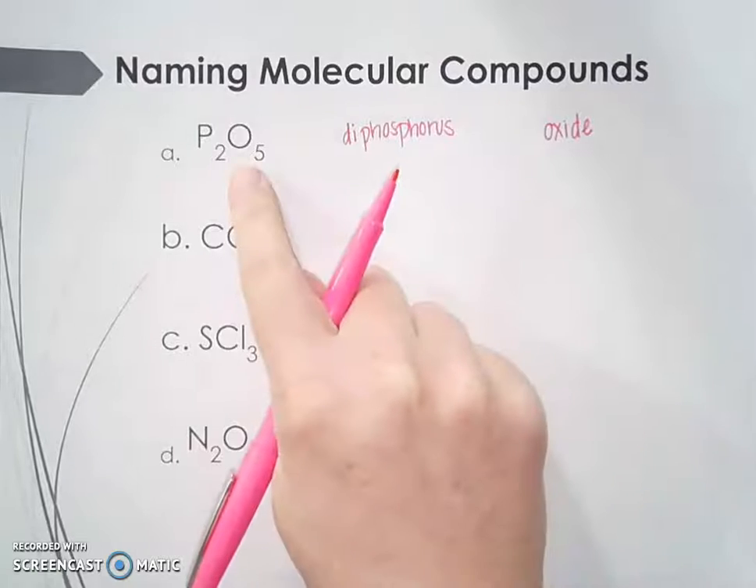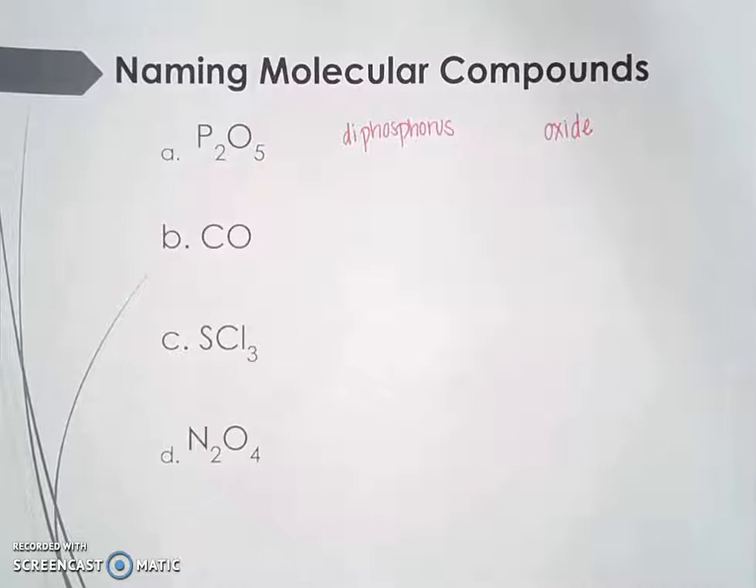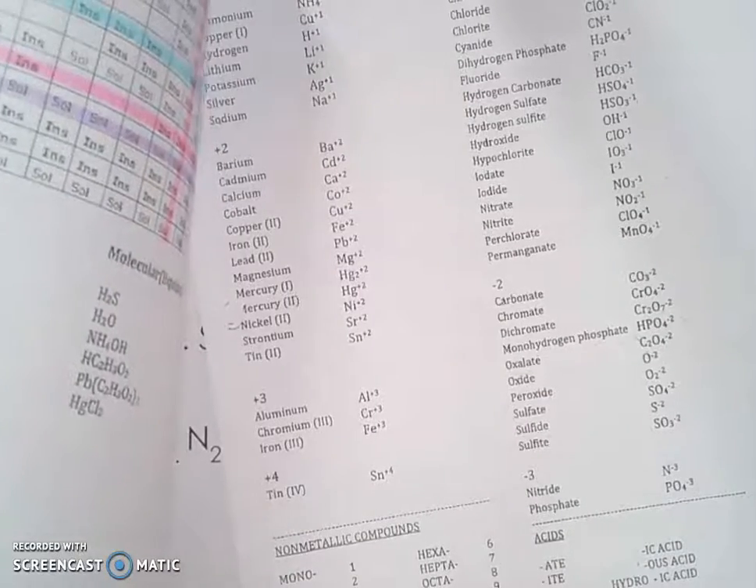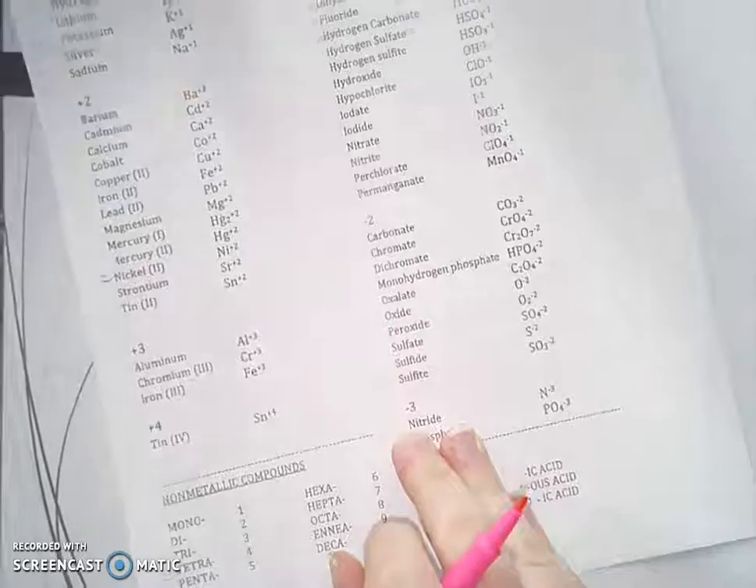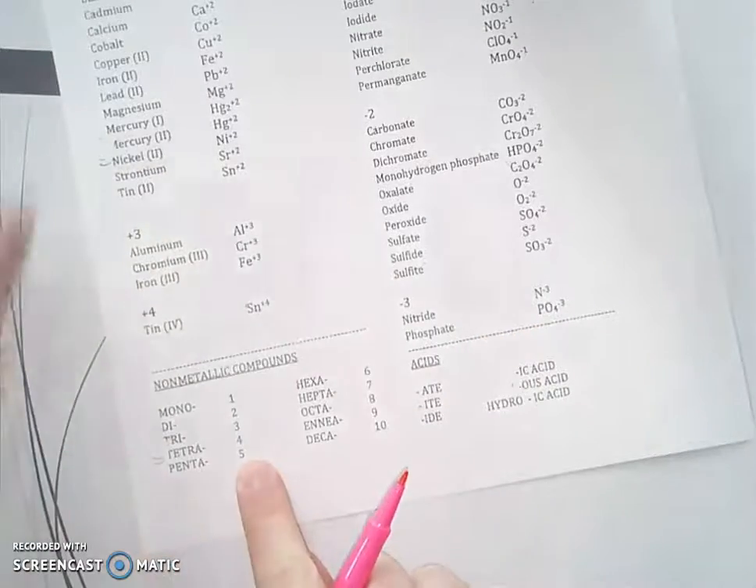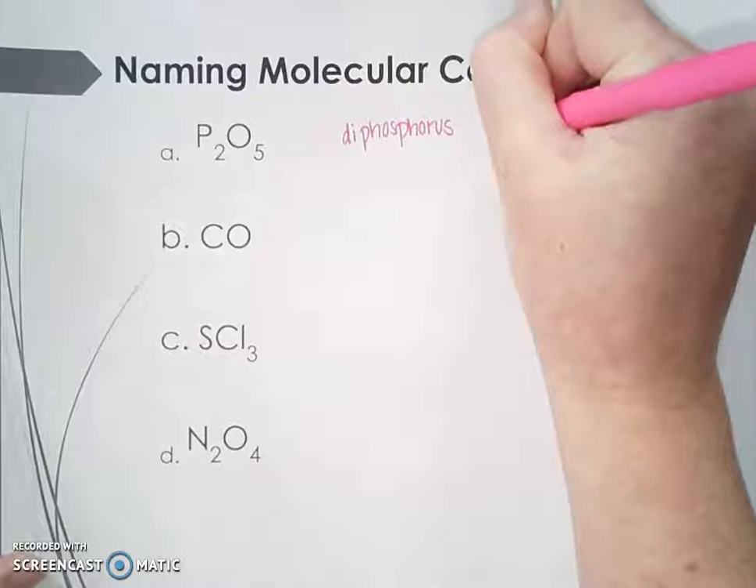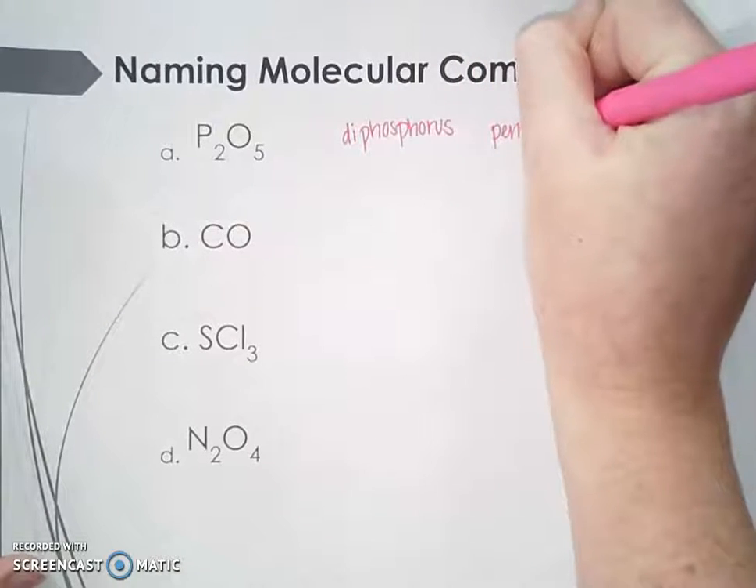And then O is going to be, I have O5, so 5 down here is penta. Oh, sorry, got to get it on the screen. Penta is 5, or 5 is penta. So I'm going to put pentoxide.